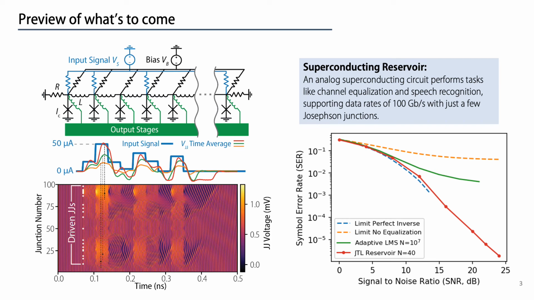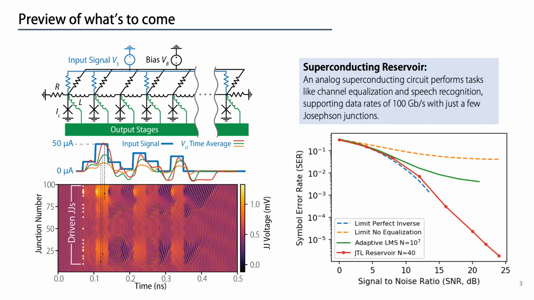On the bottom right, we show the channel equalization performance of our reservoir, recovering symbols over a nonlinear, noisy channel. What we find is that our reservoirs perform essentially at the ideal limit, assuming knowledge of the perfect inverse of the channel transformation function. And they compare favorably to adaptive LMS schemes, and certainly favorably compared to no equalization.